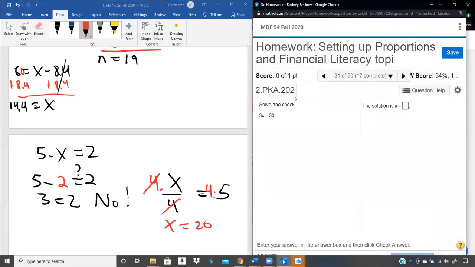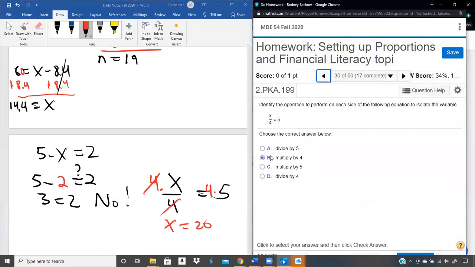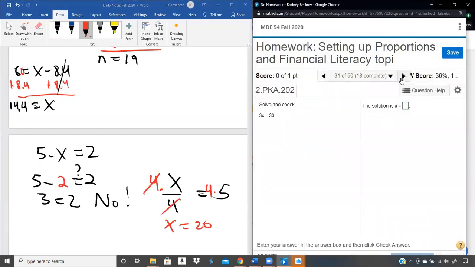I did not receive credit. Oh, I didn't actually check it, did I? Let's go back. There we go. Divide by 3, you get 11. Multiply by 2, you'll get 22. Divide by 2 and you'll get 2. Multiply both sides by 3 and you'll get 30.